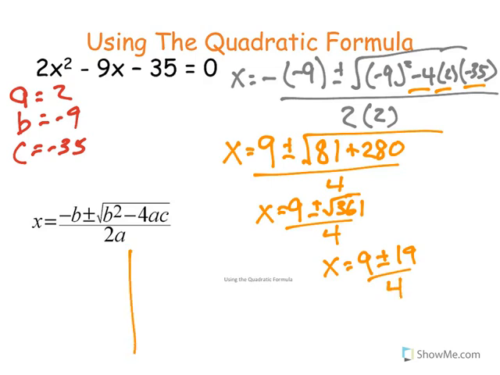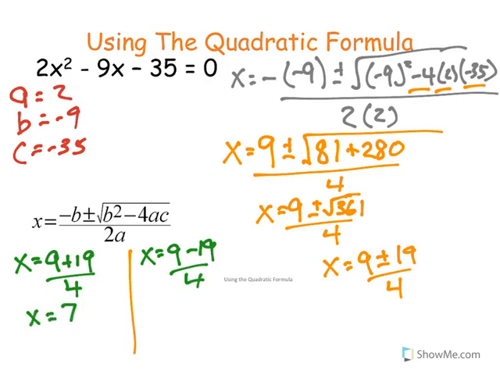So I'll bring it over here and I'm going to split it. So now I've got x is equal to 9 plus 19 divided by 4, and I've got x is equal to 9 minus 19 divided by 4. So 9 plus 19 is 28 divided by 4 is 7. And 9 minus 19 is negative 10 divided by 4 is negative 5 halves, or if you want to use a decimal, negative 2.5. So I'm going to say negative 5 halves and 7.